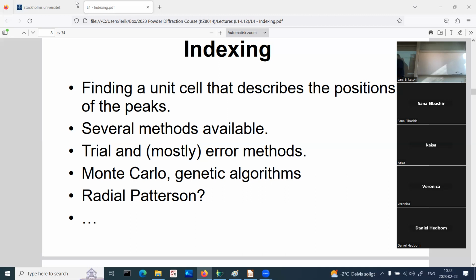We have a program that is sort of Monte Carlo based. It's the Maillet. I don't have very many examples of that. We can try it. I don't have any genetic program, but there are probably one or two available that you can find. There have been attempts to use a Patterson-based method, make a radial Patterson. Maybe that is more of a structure solution.